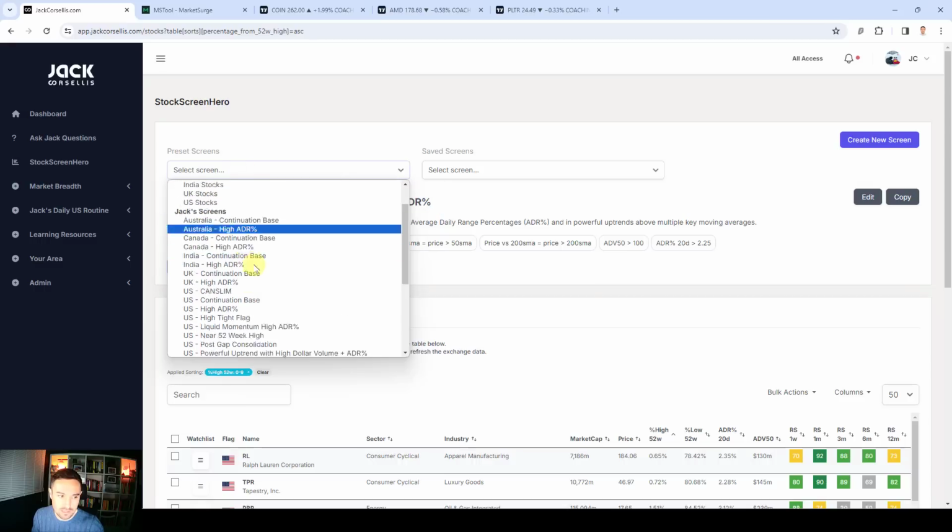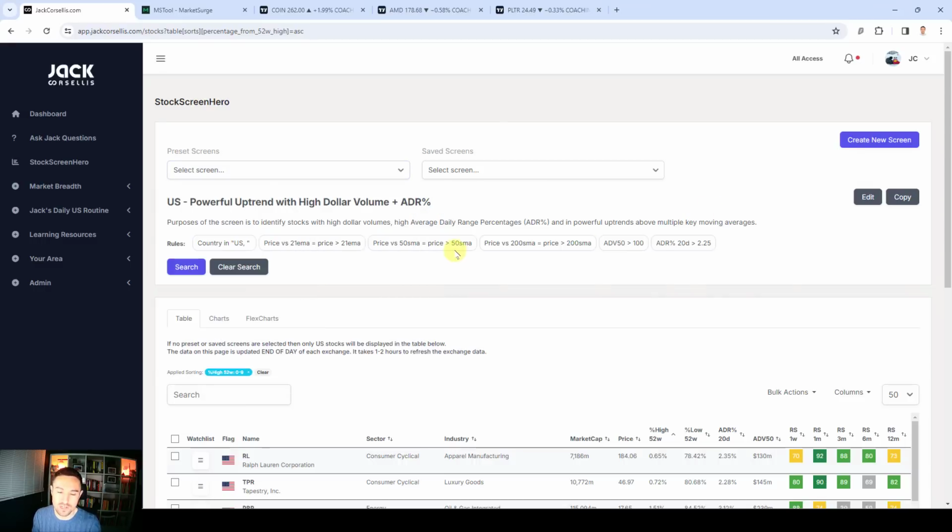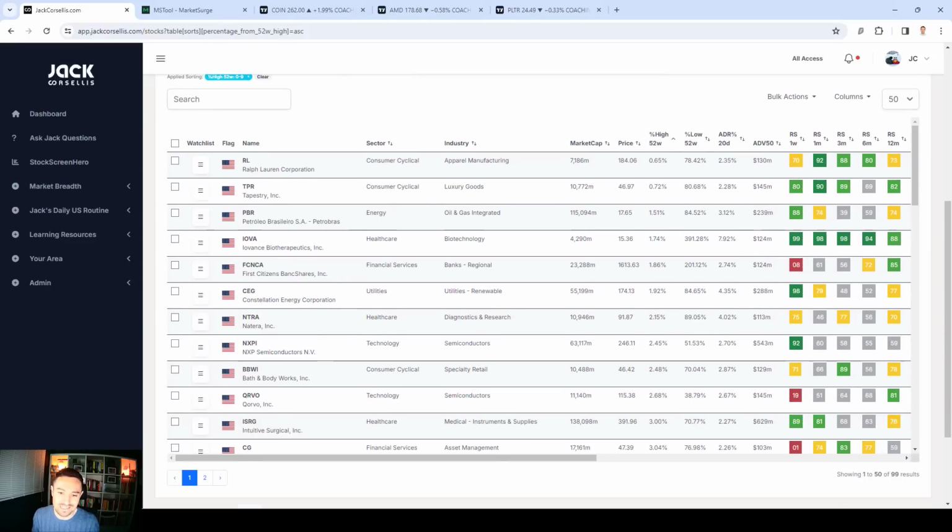So go to the preset screens, scroll down, click this one: US powerful uptrend with high dollar volume plus high ADR percentage. These are the criteria that we're putting into this. Country, US, price above the 21 EMA, 50 SMA, 200 SMA, average dollar volume greater than 100 million. If you become a member, you can tweak these, play around with these, and then the 20-day ADR percentage above 2.25%. So currently our database has around about 5,500 US stocks. We've taken it down to 99.